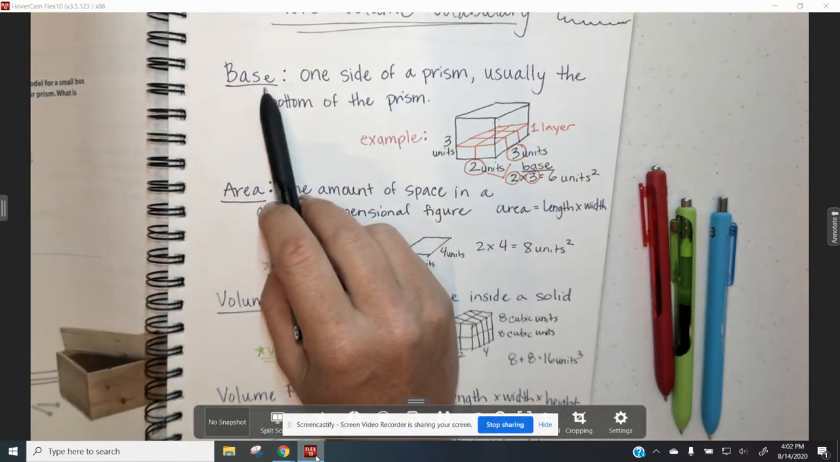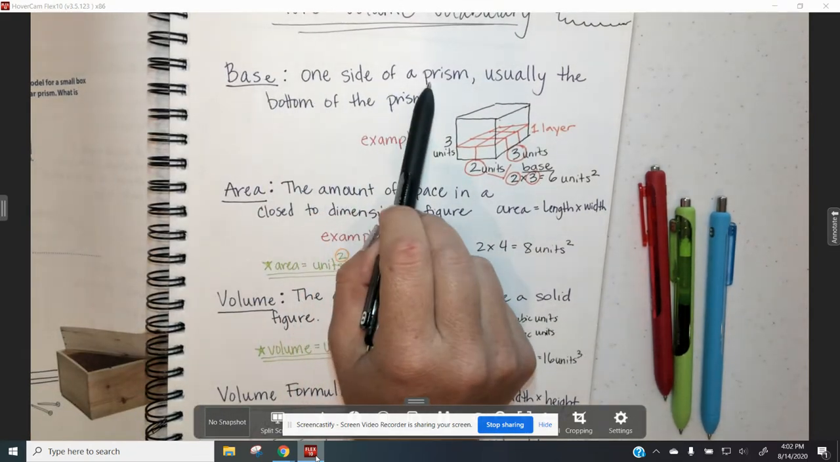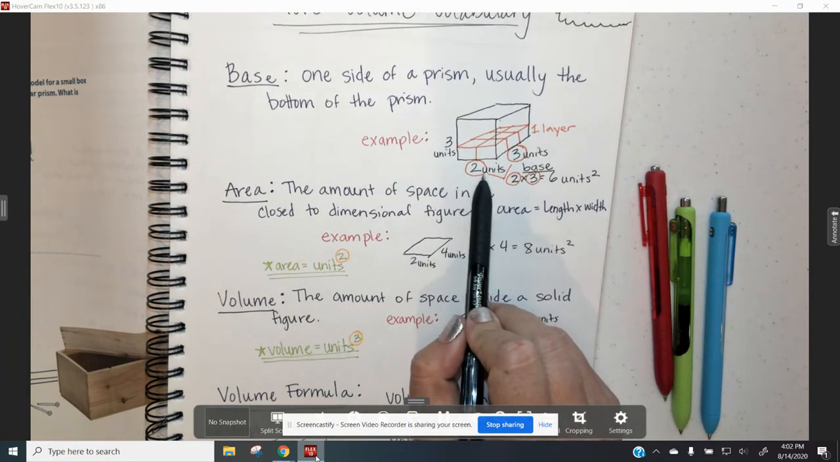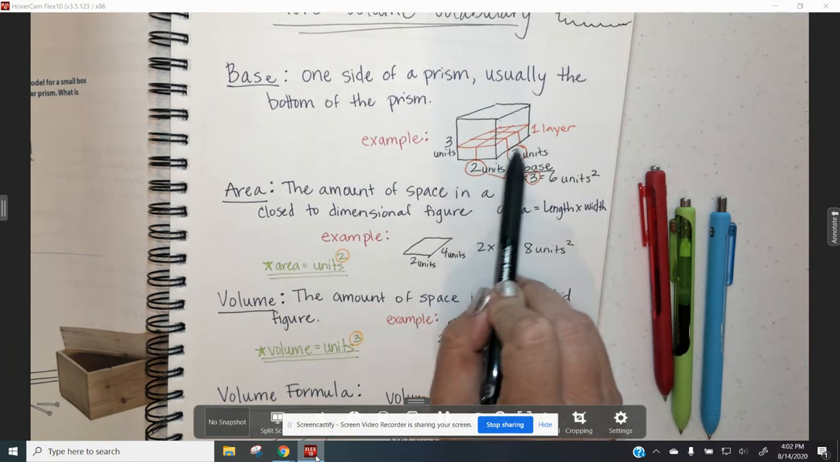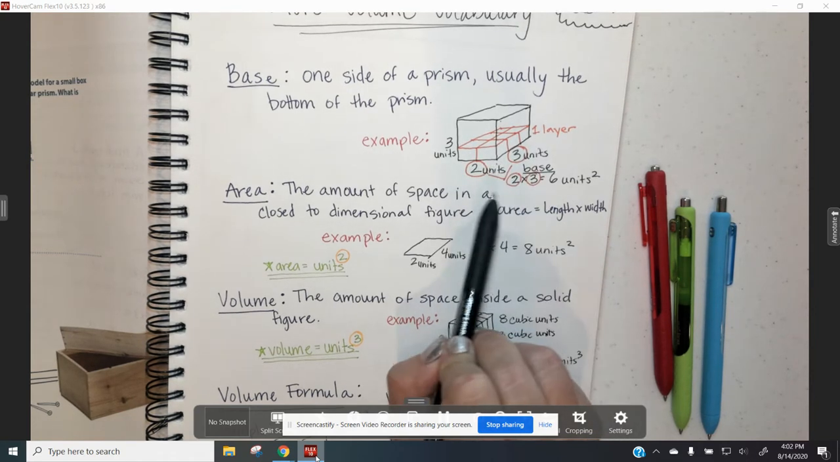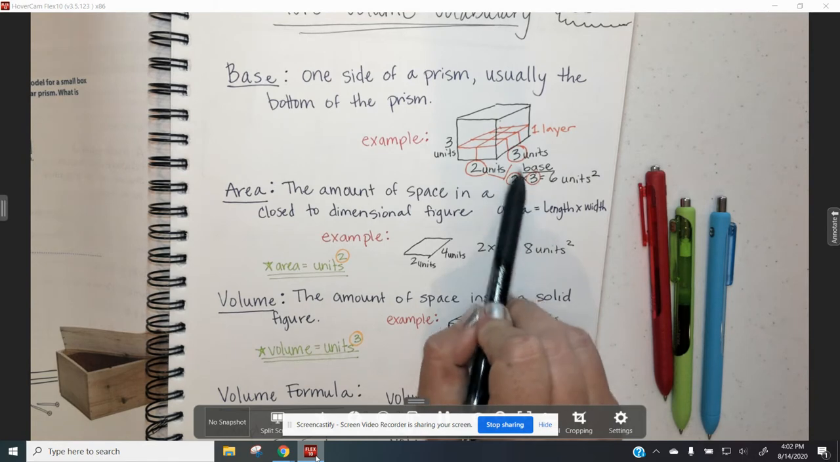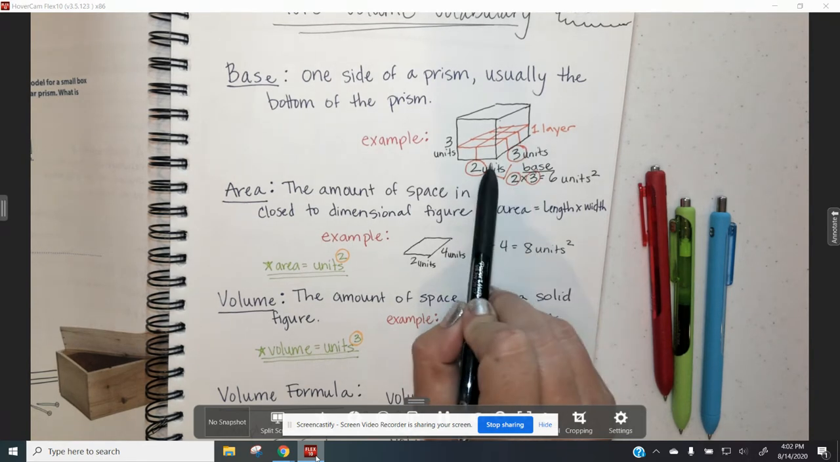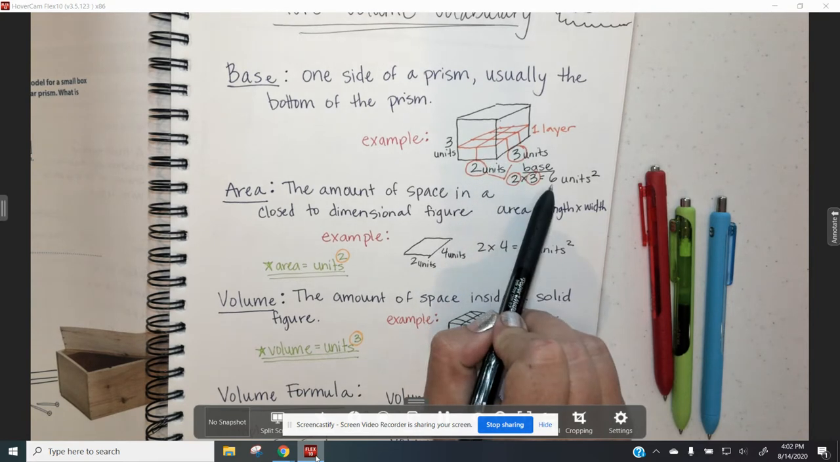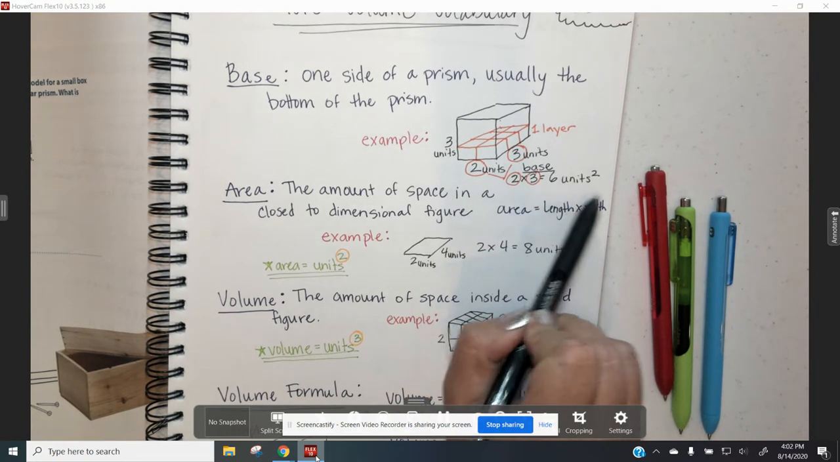So if we see the word base, the base is usually one side of a prism, and it's usually the bottom of the prism. You can find the area of the base by multiplying the length times the width. So the length times the width equals the base. In this case, the area of the base would be 6 square units, or 6 units squared.